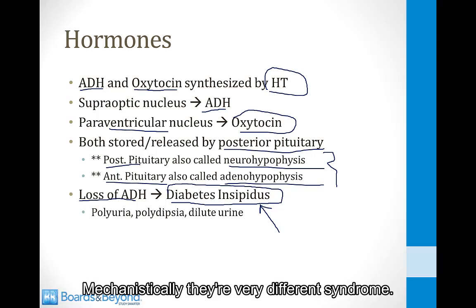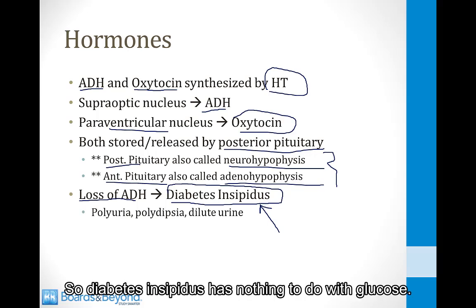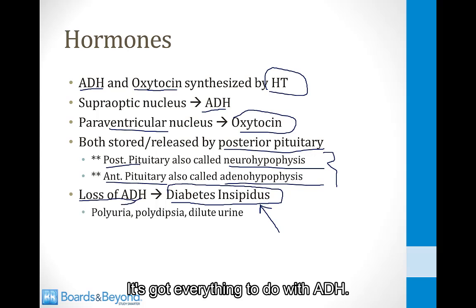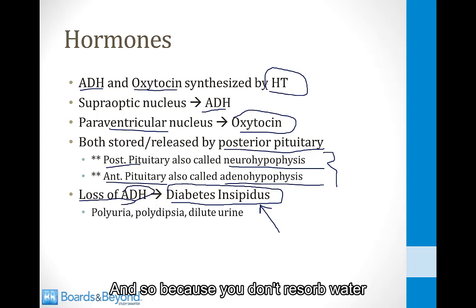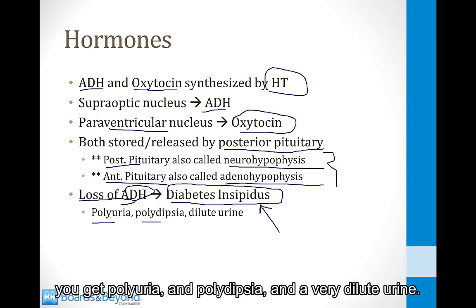Mechanistically, they're very different syndromes, so diabetes insipidus has nothing to do with glucose, it's got everything to do with ADH. And so because you don't resorb water in the collecting tubule of the kidneys, you get polyuria and polydipsia and a very dilute urine.